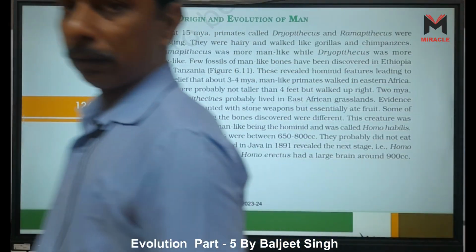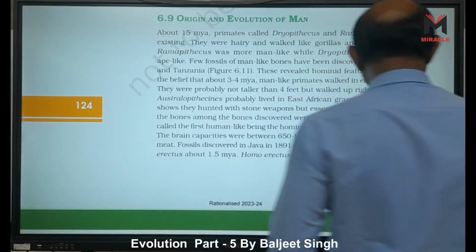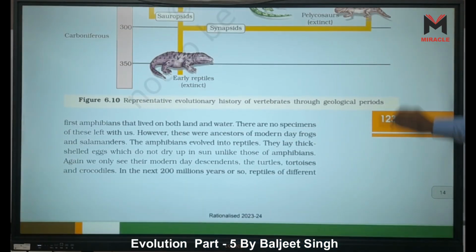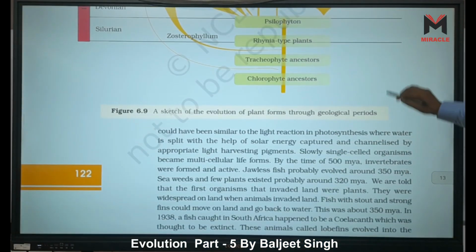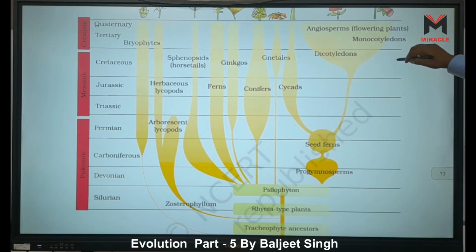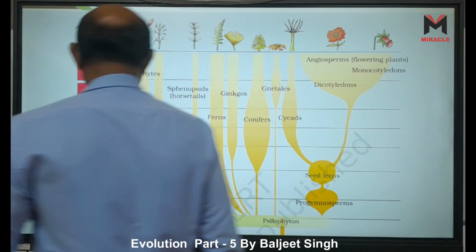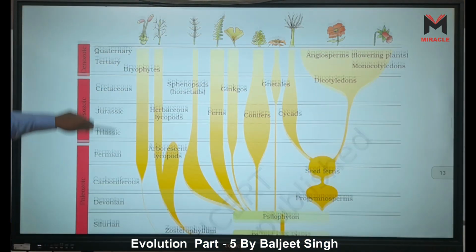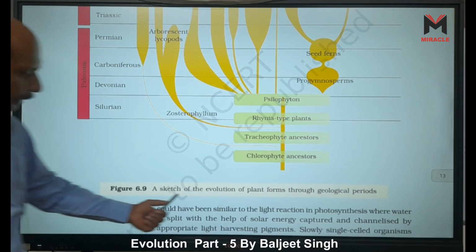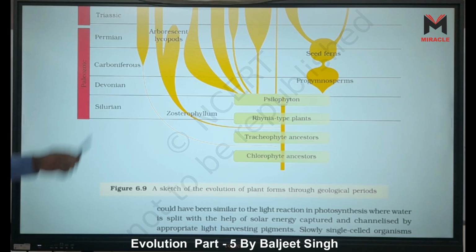Okay, time is over. Something we have to look at here because a figure is given. First we see the figure and then I tell you about it. In this figure you can see some figures given. When we consider plant evolution, there is a sketch of the evolution of plant forms through the geological periods, which you have read.